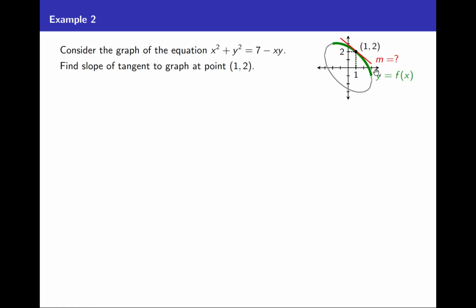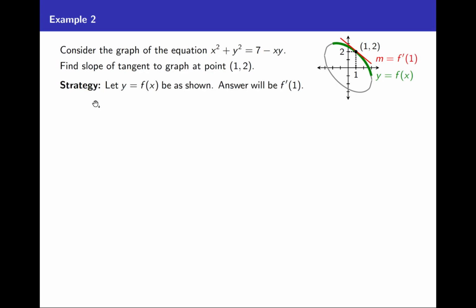And the idea is that even though the graph of x squared plus y squared equals 7 minus xy is not the graph of a function, it fails the vertical line test, we can make an implicit function, y equals f of x, shown in green here, that passes through the point in question. And we'll use implicit differentiation to find f prime of x. And the answer here will be f prime of 1. Plug in 1 to the derivative, you get the slope.